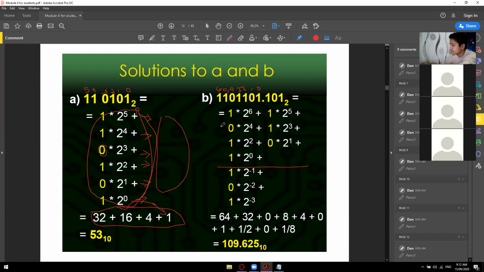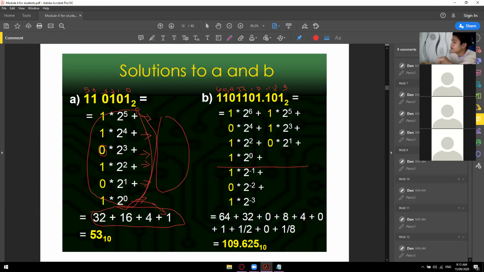So dito is 0 to 6. And then mula sa dot, mula sa decimal, raised to negative 1, negative 2, negative 3. Okay? So 1 times 2, which is your base, raised to negative 1. 0 times 2 raised to negative 2. And then 1 times 2 raised to negative 3. And then kung ano yung makuha yung result dito, add nyo lang lahat. Ayan. And then you'll get 109.625.